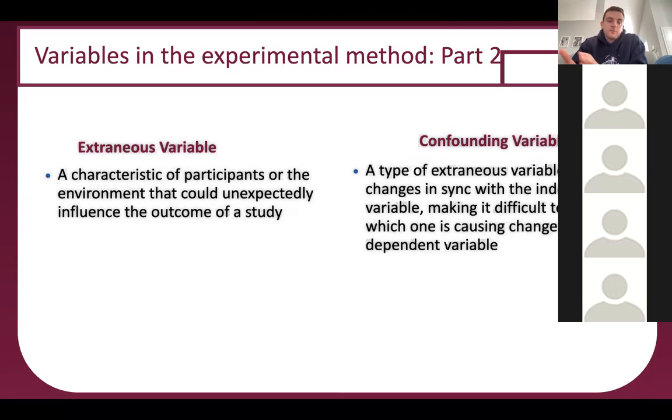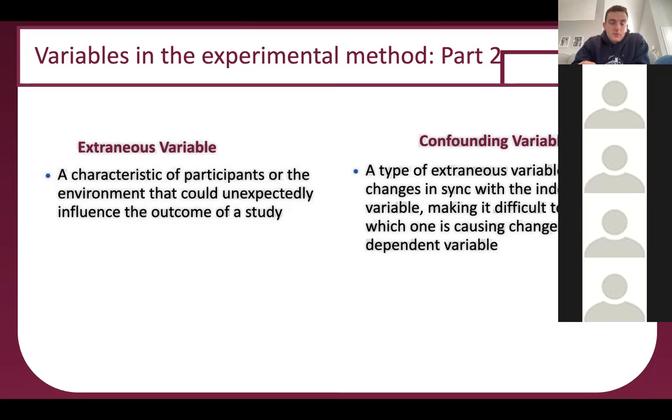So confounding variable, if you can think of the extraneous variable as kind of the Pokemon evolution. So extraneous is sort of your Charmander. Confounding variable would be a Charmeleon. Don't know if y'all are old enough to get that joke, but that is basically the idea here: at a certain point, if it does affect the results of the experiment, the extraneous variable becomes a confounding variable.